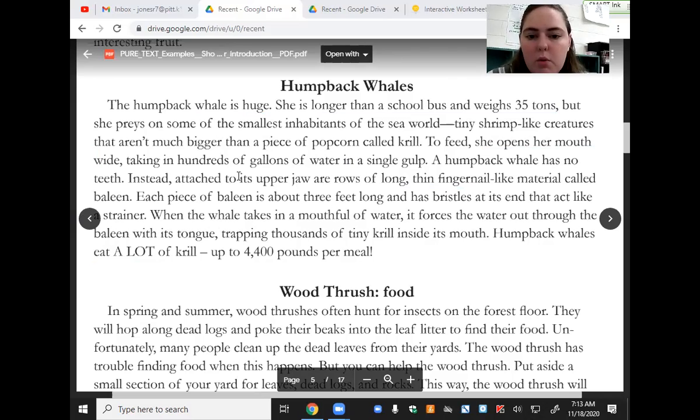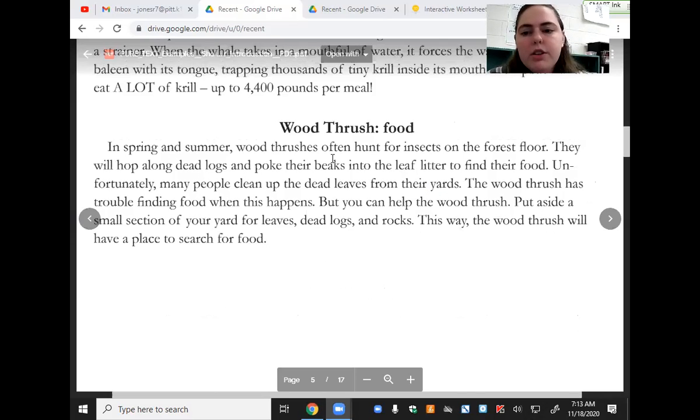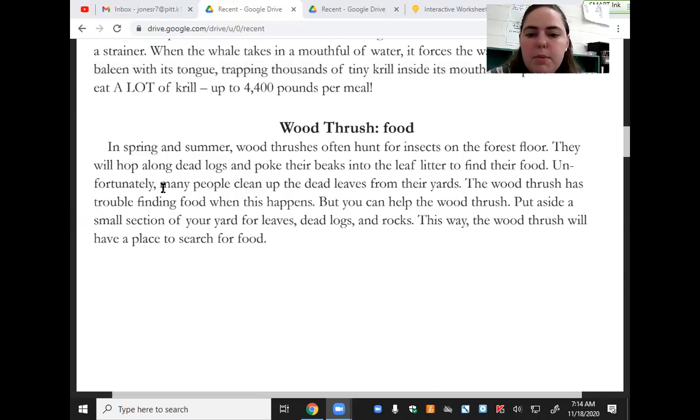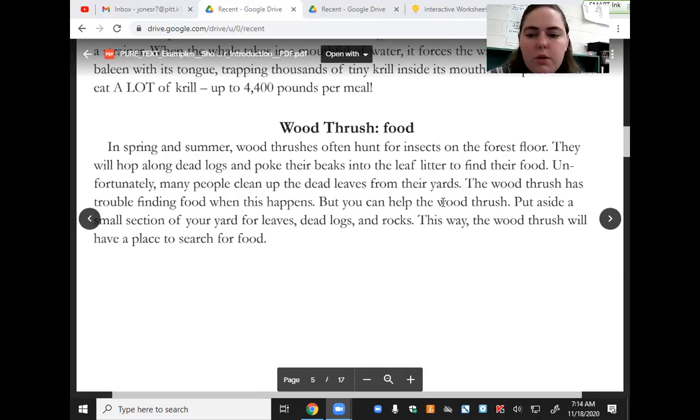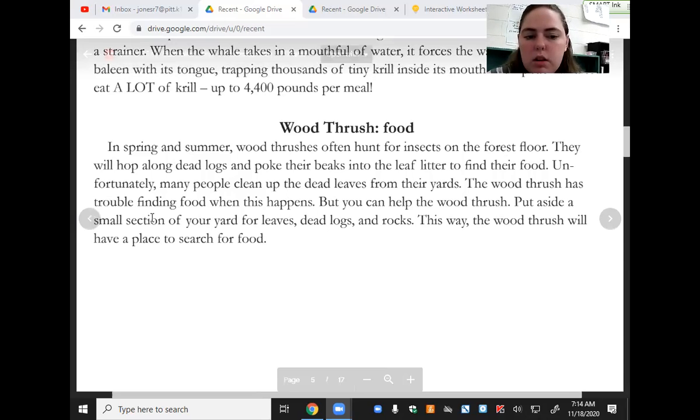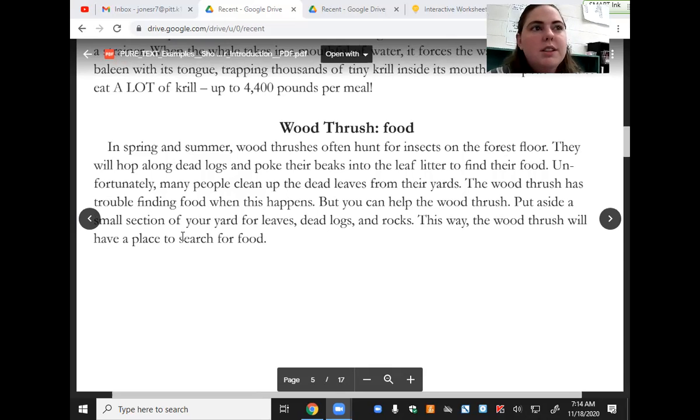All right, let's do one more together. Wood thrush food. In spring and summer, wood thrushes often hunt for insects on the forest floor. They will hop along dead logs and poke their beaks into the leaf litter to find their food. Unfortunately, many people clean up the dead leaves from their yards. The wood thrush has trouble finding food when this happens, but you can help the wood thrush. Put aside a small section of your yard for leaves, dead logs, and rocks. This way, the wood thrush will have a place to search for food.